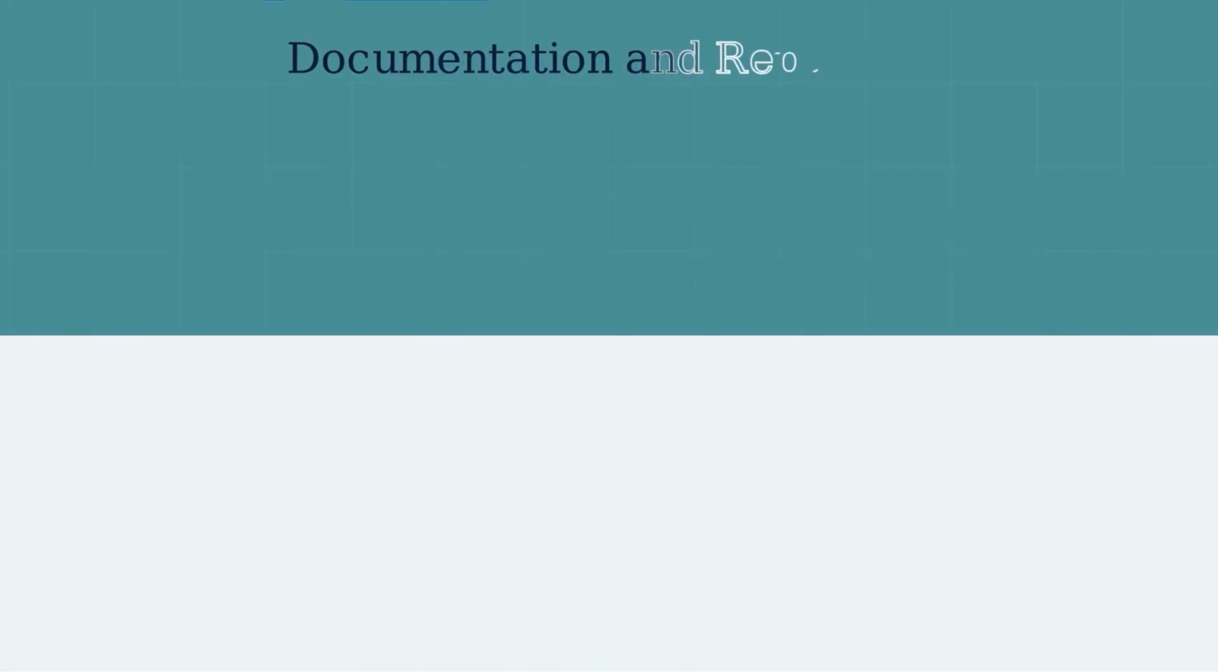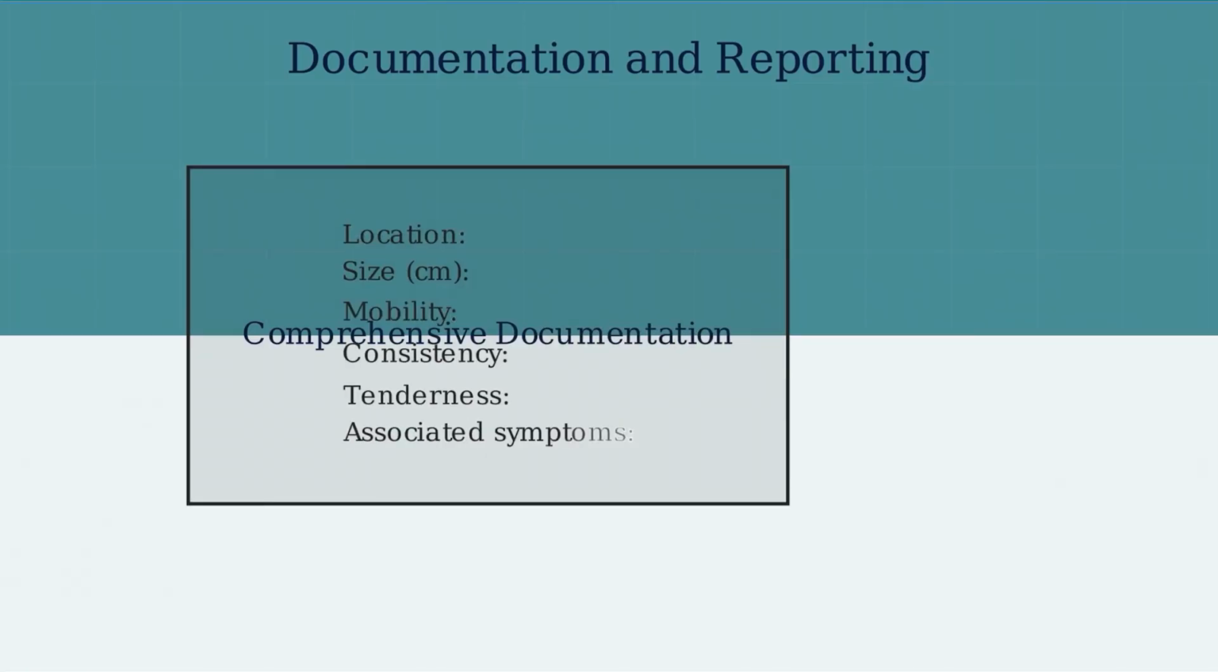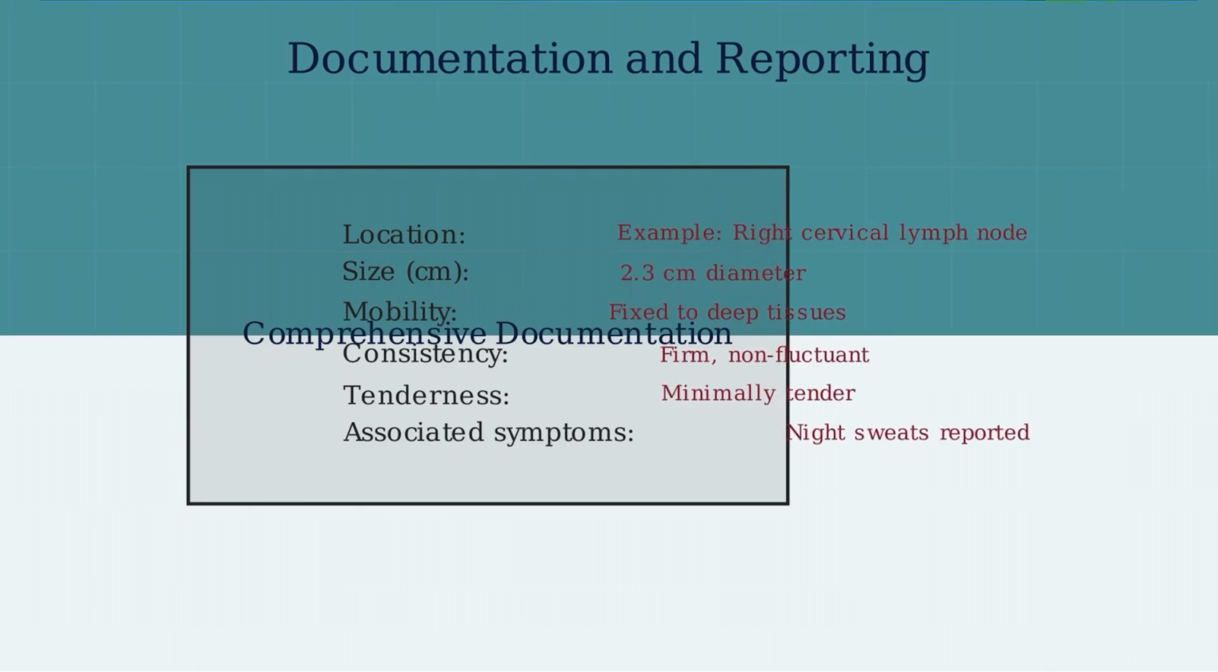Proper documentation and reporting of findings is essential for clinical decision-making. Document all findings precisely, noting the exact location, size in centimeters, mobility, consistency, and any tenderness. For example, a concerning lymph node might be documented as right cervical lymph node, 2.3 centimeters in diameter, fixed to deep tissues, firm and non-fluctuant with minimal tenderness.